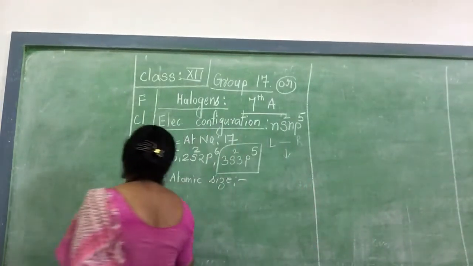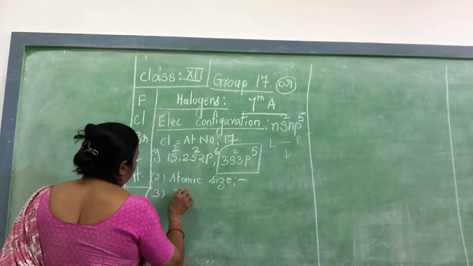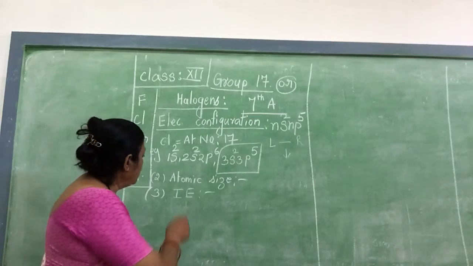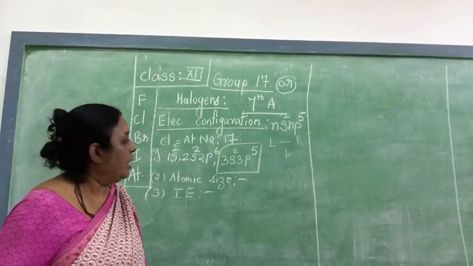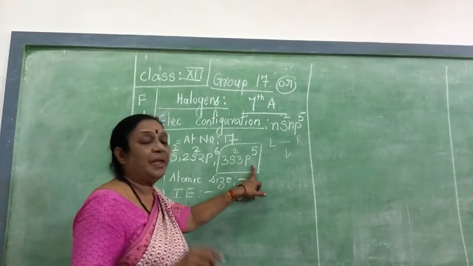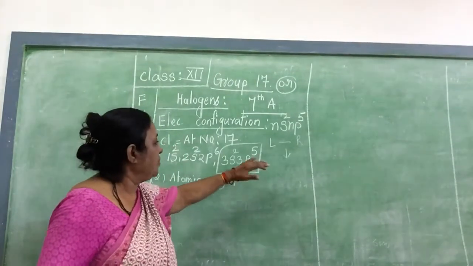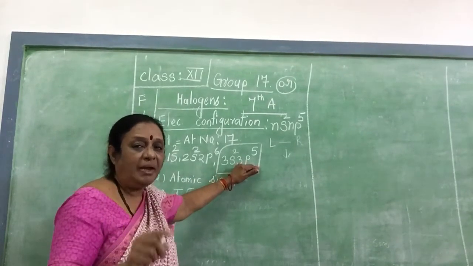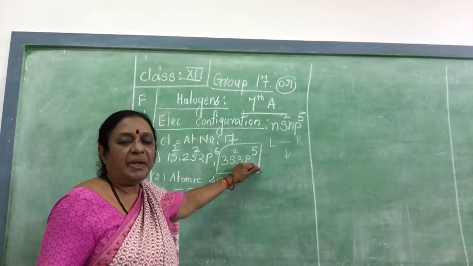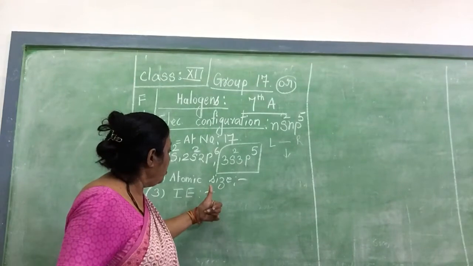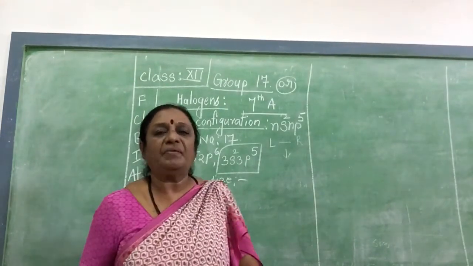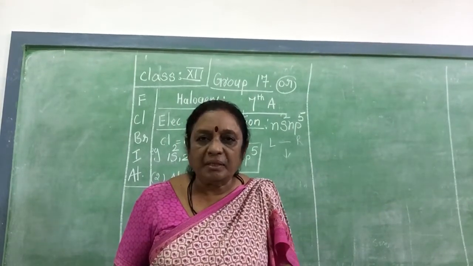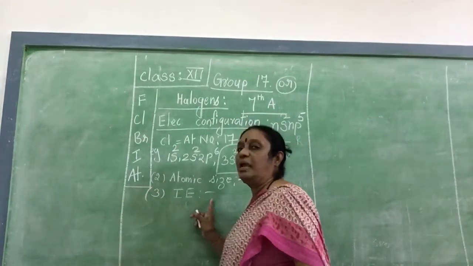Now next is ionization potential or ionization energy. They do not have any tendency to lose an electron. Since in the p block there are 5 electrons, they need 1 electron to gain to complete the octet state. So they do not have any tendency to lose an electron, and the ionization enthalpy of halogens is very high.